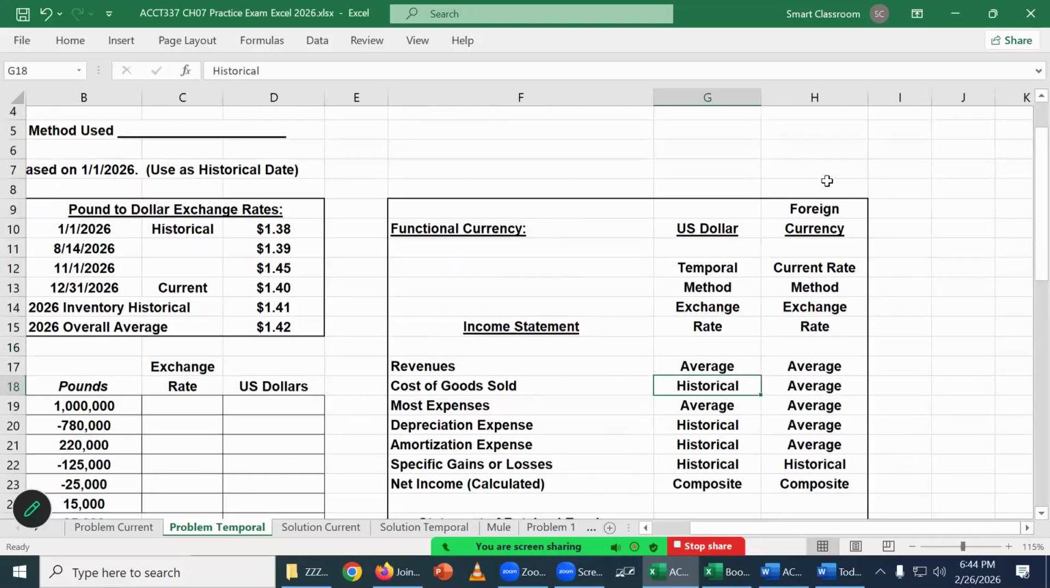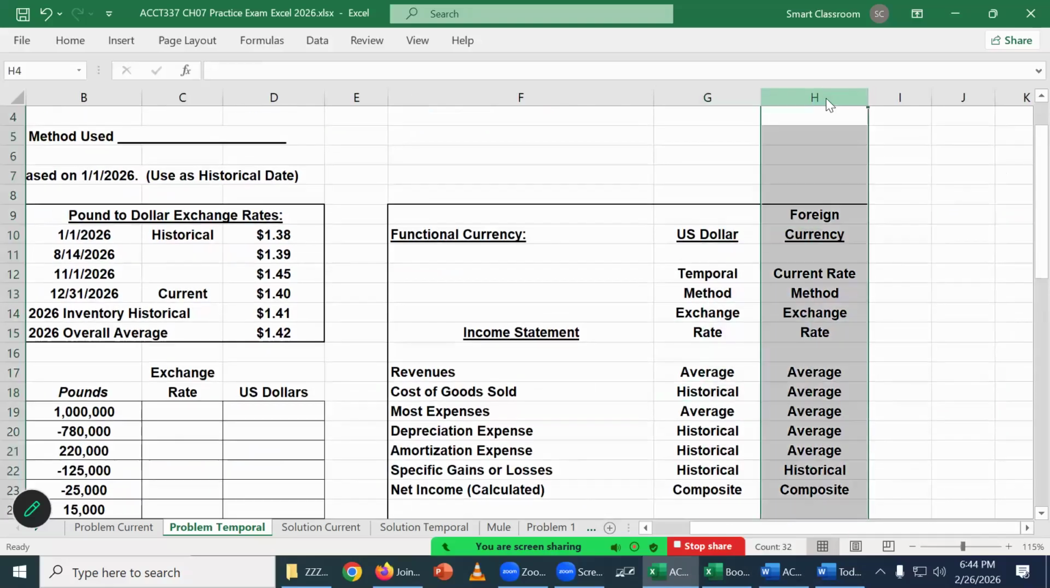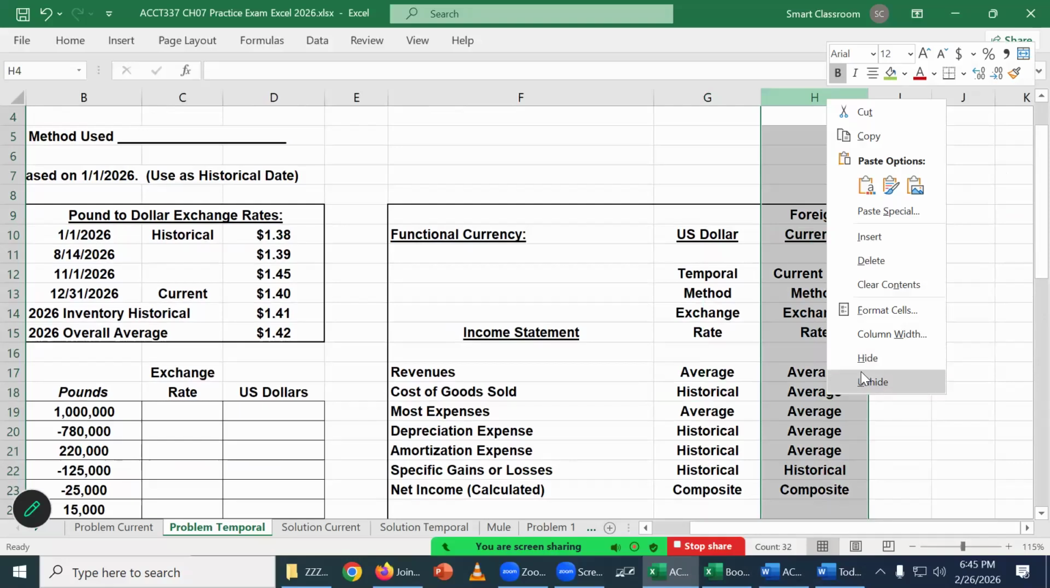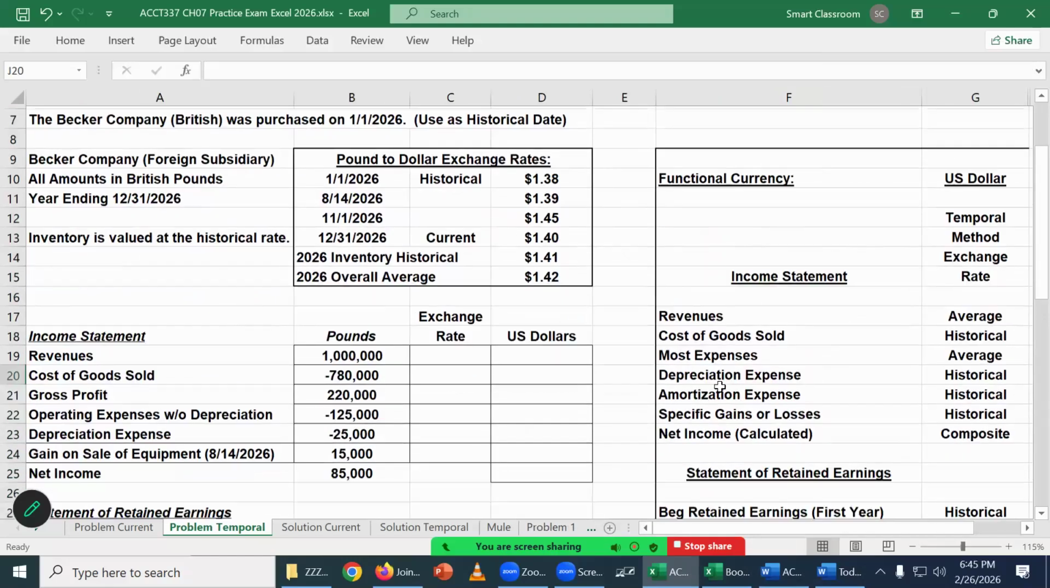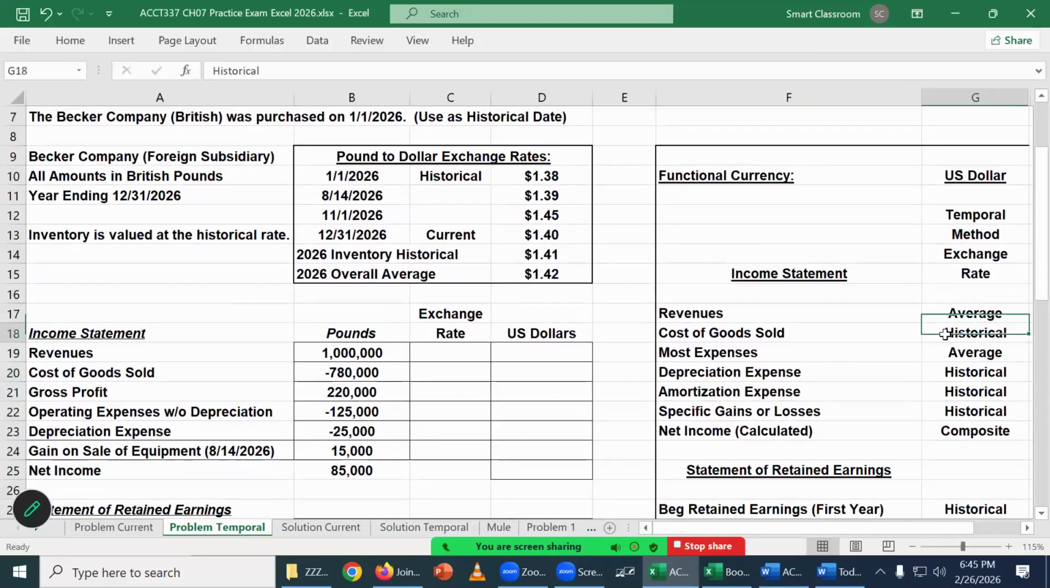So this is the temporal method. I'm going to hide the foreign currency one, which we're not going to use right now. And this one is much more involved, because everything is being transferred into US dollars as it happens. That's the whole idea behind it. So it isn't that at the end of the year these are going to be worth a certain amount of money. No, this is happening ongoing throughout the year.